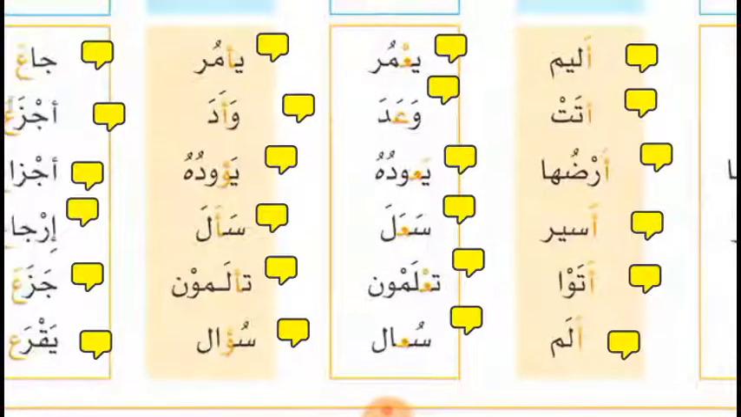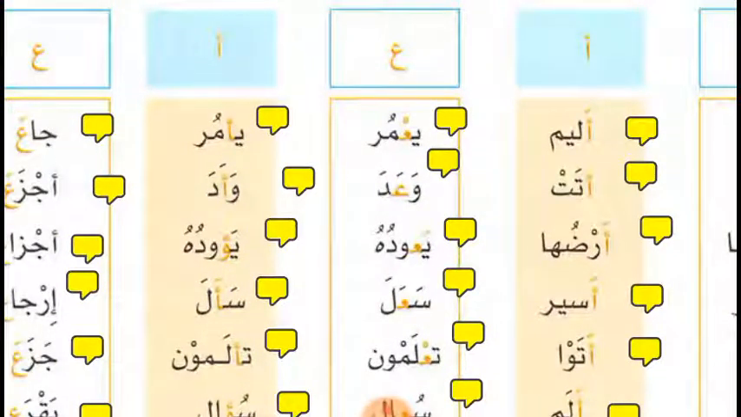Alam. Okay, now listen. In the next column, first read a word from the Ain column, then read a word from the Hamza column. Like this. First I will read from Ain: Ya Amur. Now I will read from the Hamza column, the same word: Ya'mur. Okay, read like this. Ya'mur, Wa'ada, Ya'uduhu, Sa'ala.